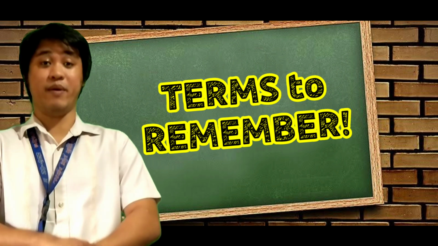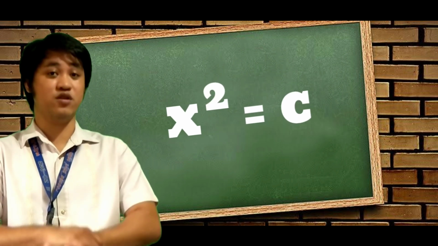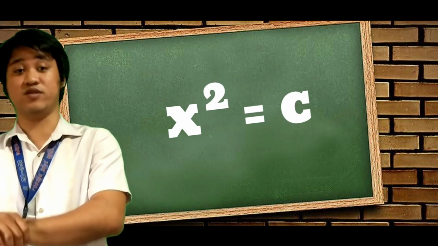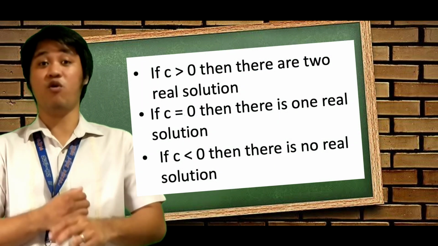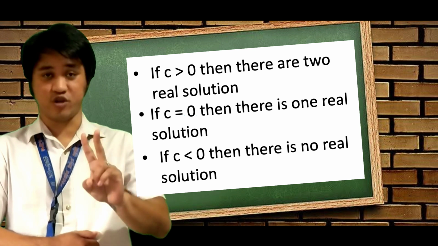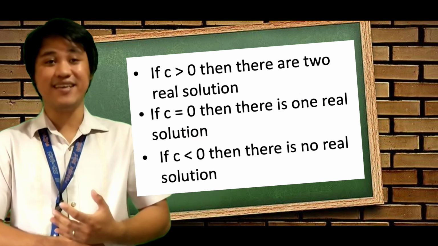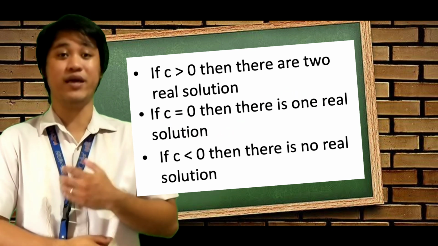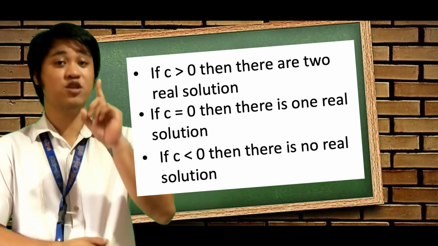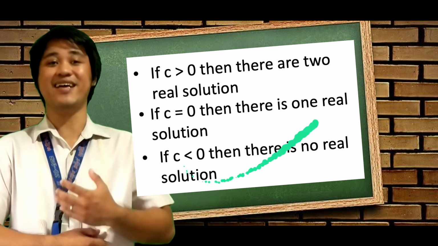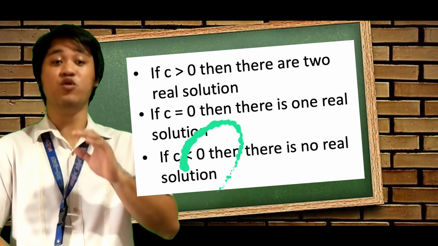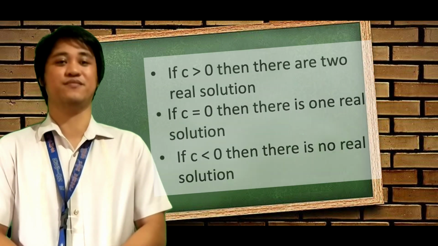And in terms to remember, if the quadratic equation is x squared equals c, if c is greater than 0, we have two real solutions. If c is equal to 0, we have one real solution, which is equal to 0. And if c is less than 0, we have no real solution.